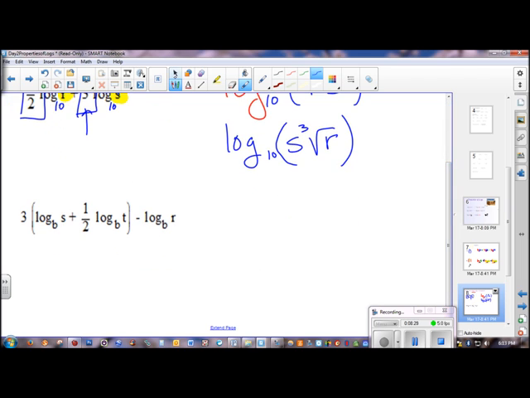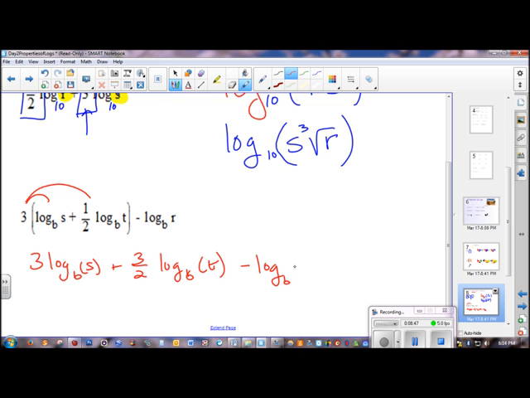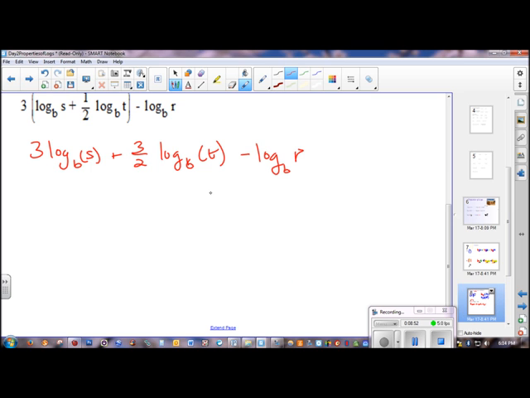You have a couple of choices in how you do this. I will distribute the 3 first. It's a multiplier. That gives me 3 log base b of s plus 3/2 log base b of t minus log base b of r. So I just rewrote the problem by distributing that 3. Okay, now since we have the same base in all 3 logs and the instructions ask us to write as a single log, we'll write the word log once, we'll put a base of b on it, and now we'll get ready to set up our argument.